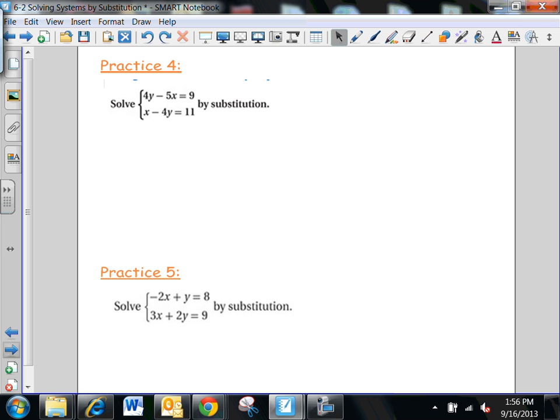Practice 4 and 5. I want you to pause it here and try to solve these. These are difficult problems. So pause it and try to solve them. Okay, so together, let's work these out.